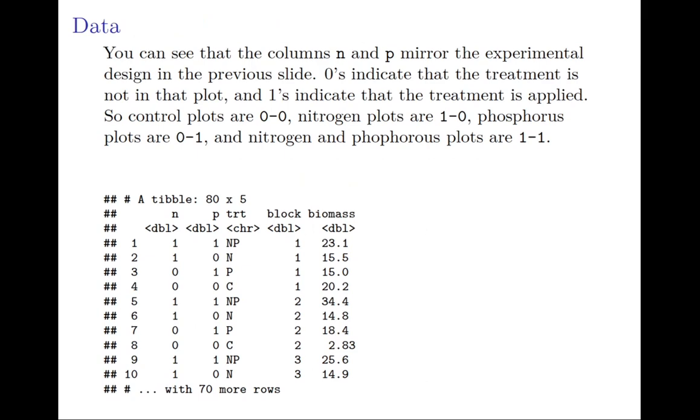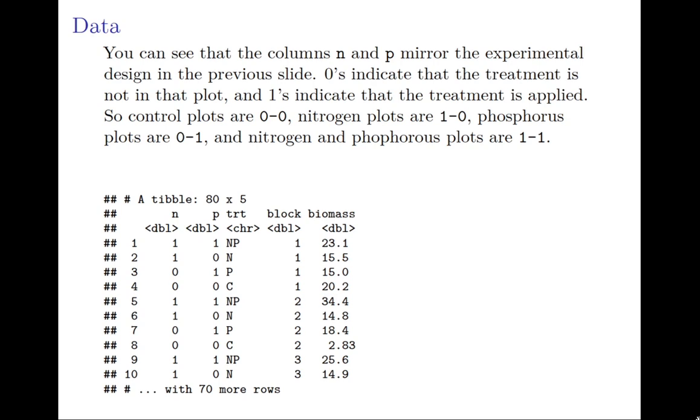And so here's the data. And I wanted to show you this purposely because you can see that the way that you run these factorial models is that you have to create these indicator columns. So you have your N and P columns, right? Because it's either N, yes or no, or P, yes or no. And those columns mirror the experimental design on the previous slide. So zeros indicate that the treatment is not applied in that plot or unit, and ones indicate that that treatment is applied. So your control plots are going to be 0, 0, as you can see here. And then nitrogen plots are going to be 1, 0, phosphorus plots are going to be 0, 1, and nitrogen and phosphorus together are going to be 1, 1.